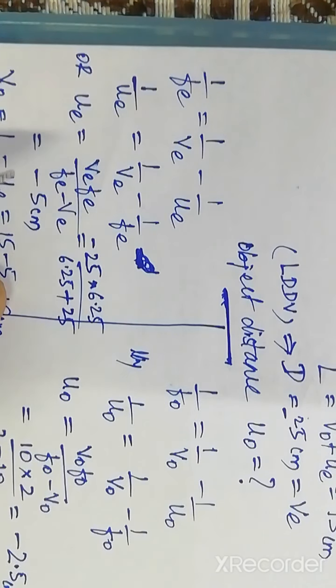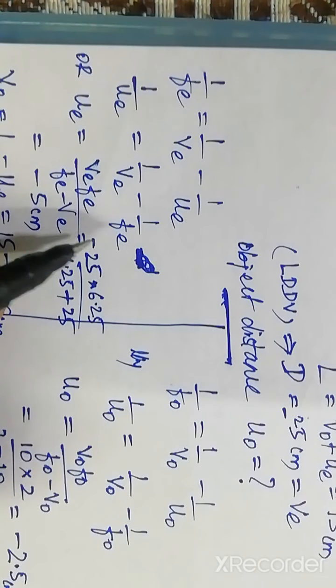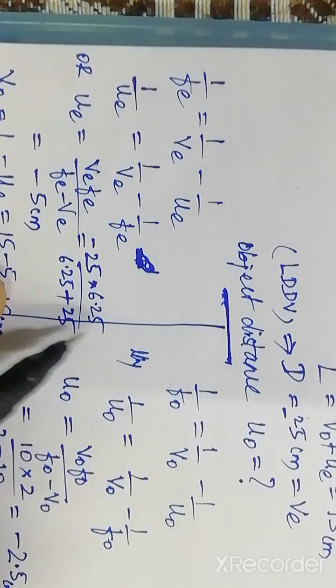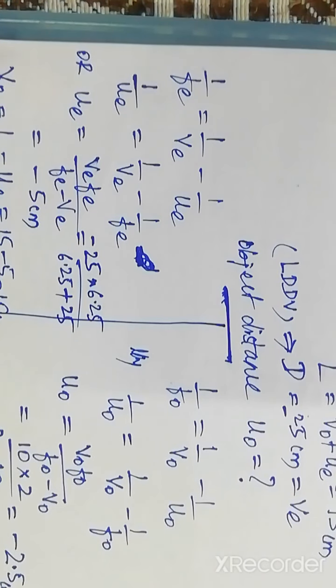1 by UE equals 1 by VE minus 1 by FE, or UE equals VE FE divided by FE minus VE. Applying a sign convention, V is minus 25, FE is 6.25, divided by 6.25 minus of a minus 25, minus becomes plus 25. On simplification it comes out to be minus 5 centimeter.